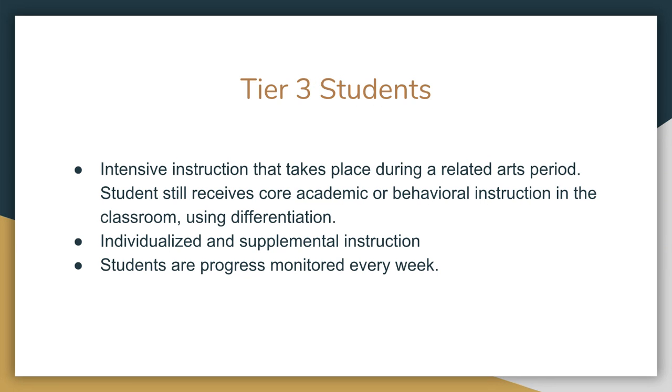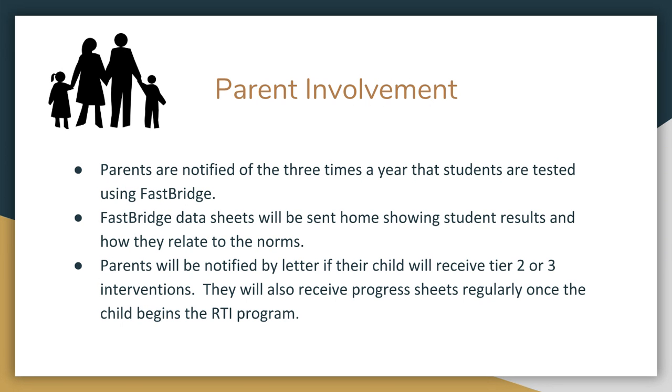Your Tier 3 students are the ones who need the very intensive instruction. This will take place during what is called a related arts period that is approximately 35 minutes long. During this time, students will receive core academic or behavioral instruction in the classroom, and they will also receive differentiation on an everyday basis in the normal classroom. Tier 3 students are worked with individually, and they are progress monitored every week to make sure that the interventions that are being used are actually working.